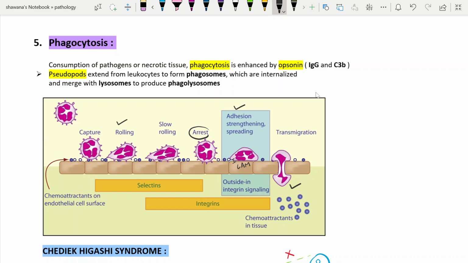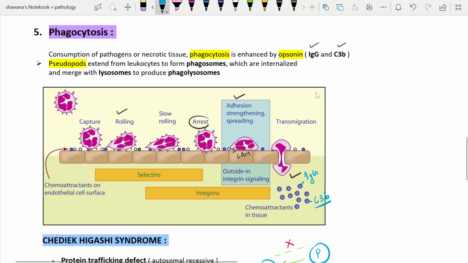Opsonins are special kinds of proteins or tag proteins, for example IgG or C3b. These are both important examples of opsonins. Opsonins are like tags. For example, I have tagged this molecule with IgG, so the leukocytes see the IgG and recognize that this molecule is to be phagocytosed. Similarly, this debris is opsonized by C3b, which means the leukocyte identifies the C3b and recognizes that this molecule should be phagocytosed. So this is the tagging process of the debris, or opsonization.